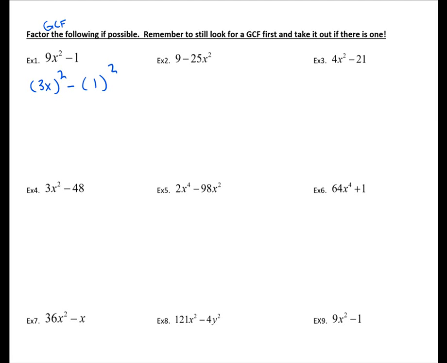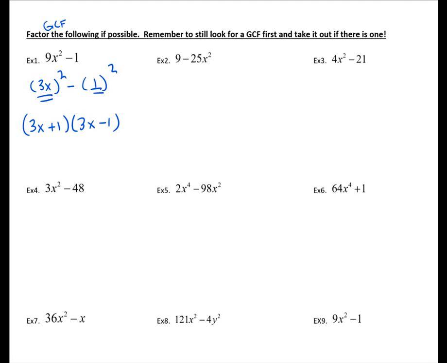And once you have this pattern laid out, it's really simple. Your factors will be 3x plus 1 and 3x minus 1. Basically what's inside these parentheses here, but one will have a plus and one will have a minus. And those will be your factors.